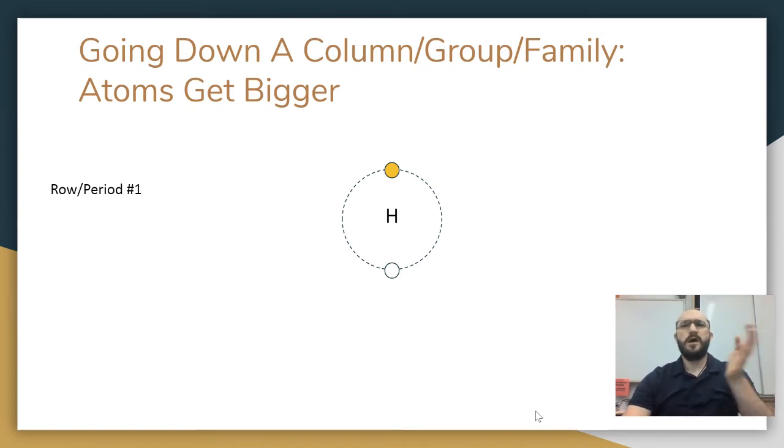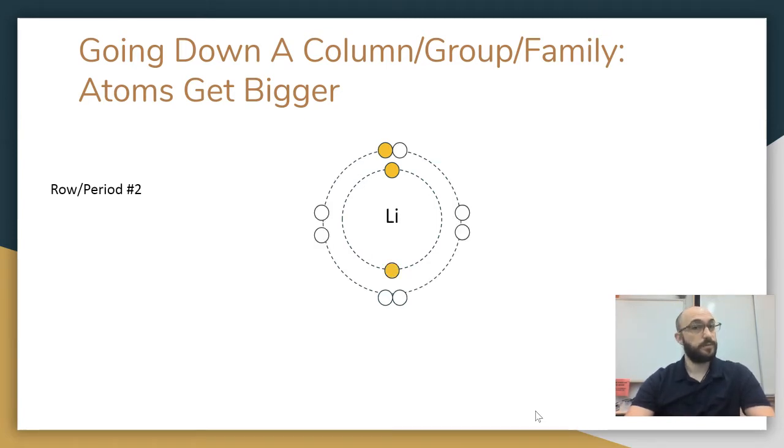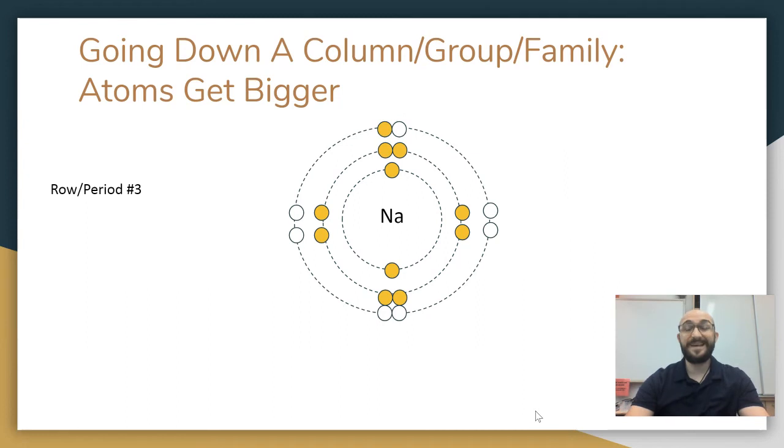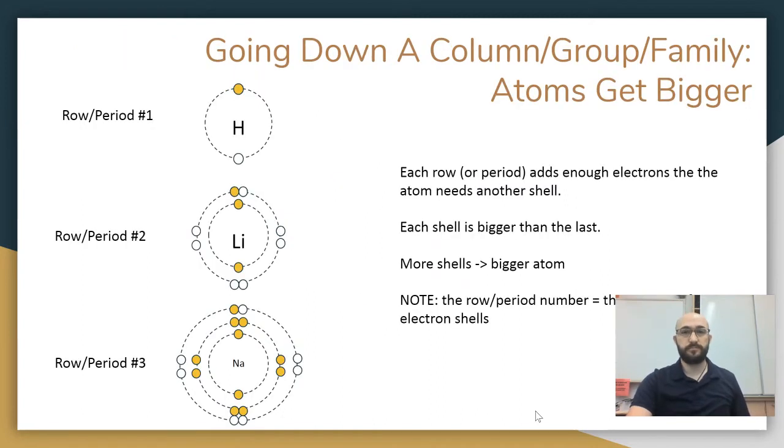Why? Well, here's a picture of hydrogen with its one orbital. Here's lithium with two orbitals. Notice it has two orbitals and it's in row 2. In row 3, we've got sodium with 3 orbitals. So as you go down, you get more orbitals, which means that you're adding on layers. Things are getting bigger and bigger and bigger because you're adding more orbitals.